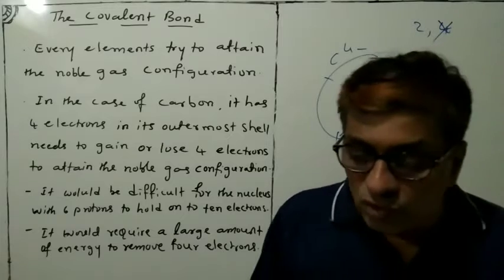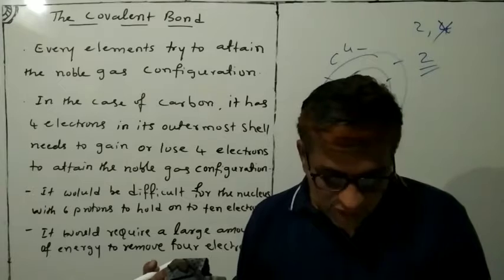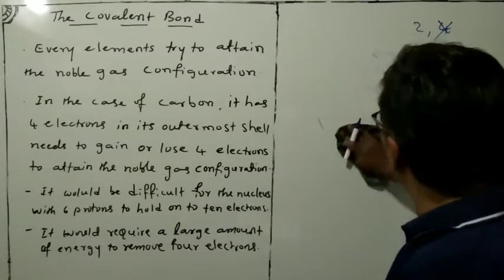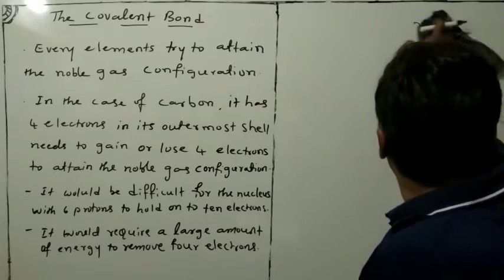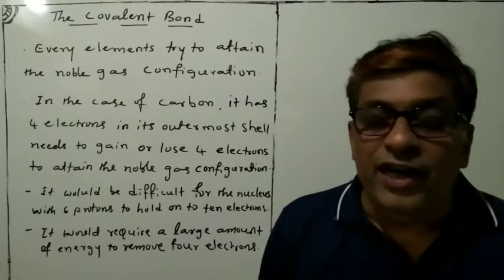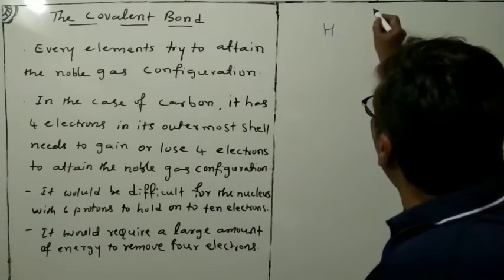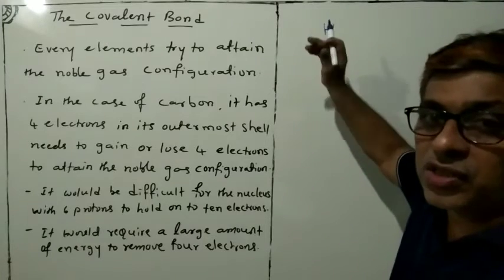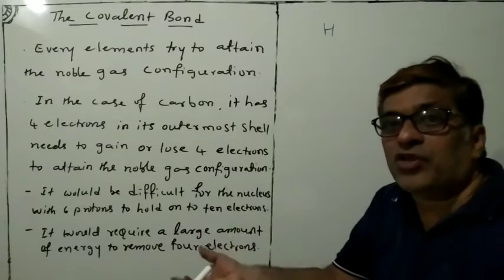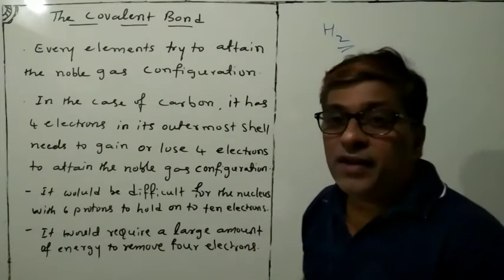Before going to compounds of carbon, let us go for one example: the simplest molecule formed in this way, that is hydrogen. Let us see how the covalent bond takes place in hydrogen. Hydrogen has atomic number 1, so it is not stable. That is why in the environment it combines with another hydrogen and forms a hydrogen molecule.